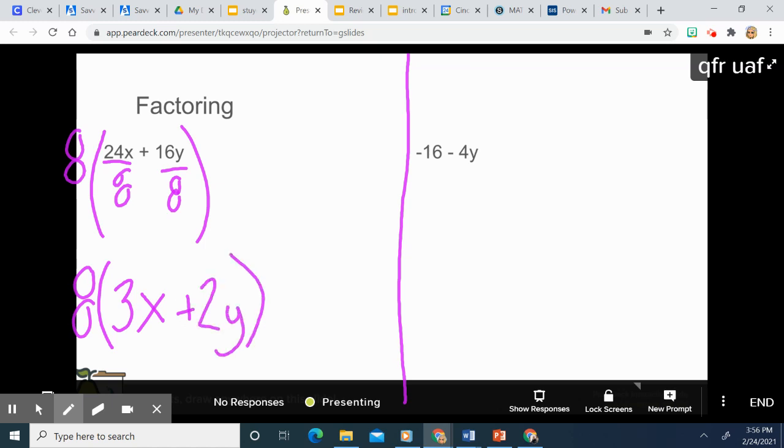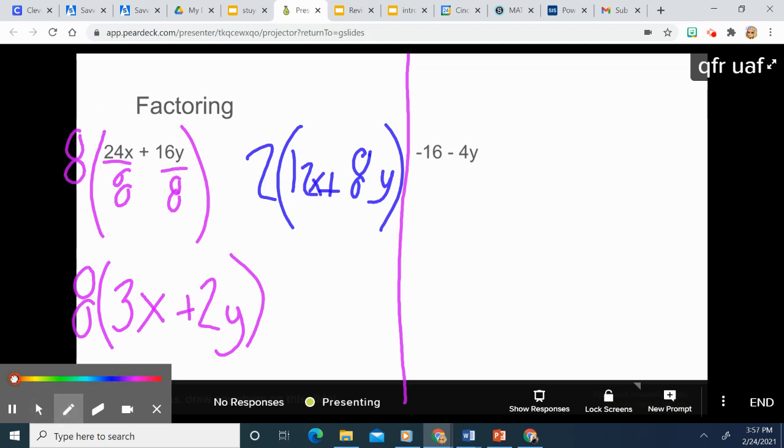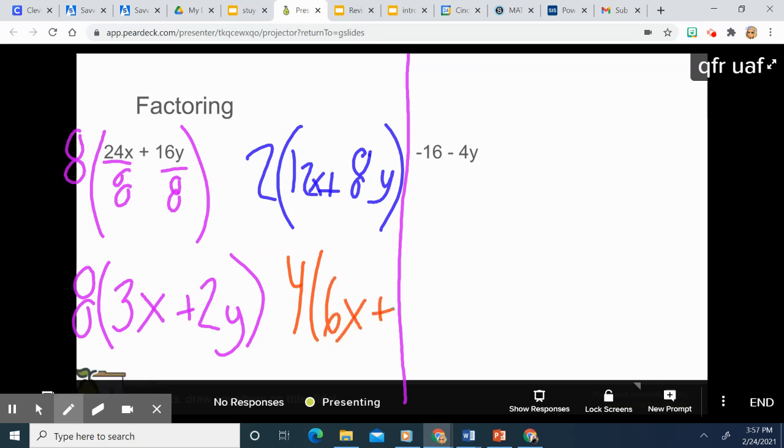So that's one answer, but there's a lot of different answers you could use. For example, we could factor out a 2. Well, 24x divided by 2 is 12x, plus 16y divided by 2 is 8y. Forgot my x. Okay, you could factor out a 4. And 24x divided by 4 is 6x, plus 16y divided by 4 is 4y. So again, as long as it goes into 24 and 16, you can factor it out. You just need to divide both terms by that.